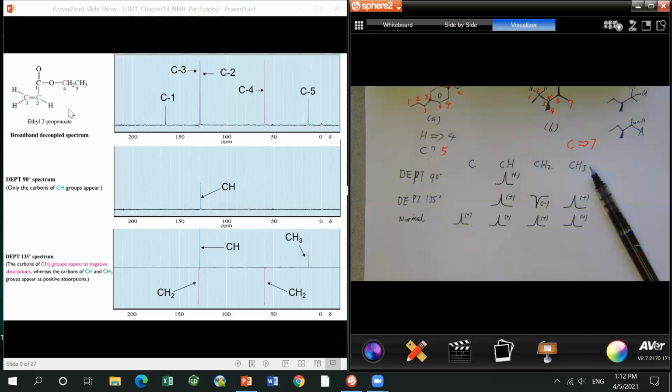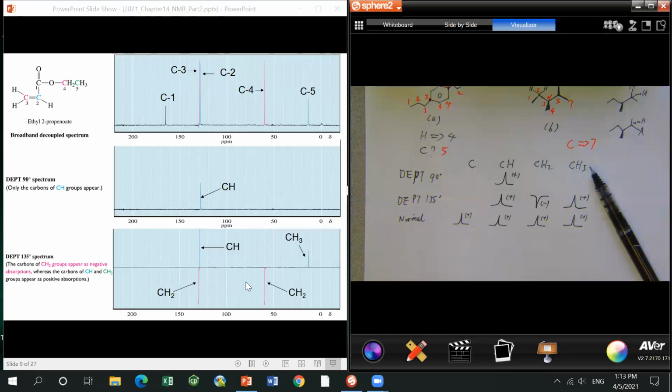So this is the DEPT NMR for isopropyl propanoate. Carbon 1 is the ester carbon. It has no hydrogen attached, a quaternary carbon, so it only shows in the broadband carbon NMR. Carbon 2 is a CH, with only one hydrogen attached, so it shows in DEPT 90. Carbons 3 and 4 are CH2 and show as negative signals.